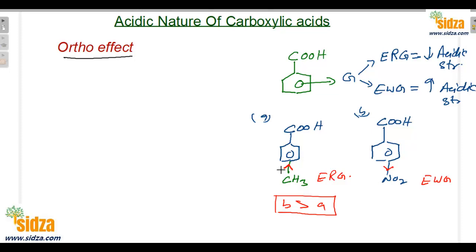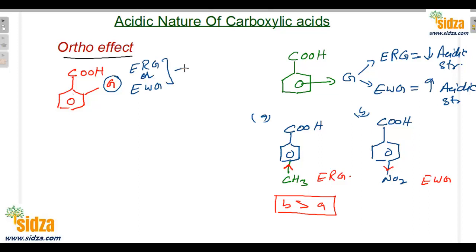But if the same group is now attached at the ortho position, you have a COOH group and a group attached at the ortho position. Now, irrespective of the nature of the group, it will actually increase the acidic nature, whether it is an electron releasing or electron withdrawing group. In both cases it will increase the acidic nature. Very interesting here, right? But remember, this is only at the ortho position, not at the meta and the para. You have to remember this.